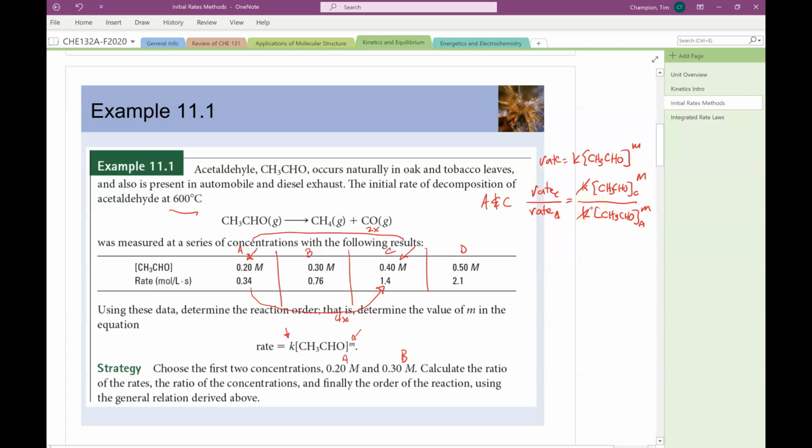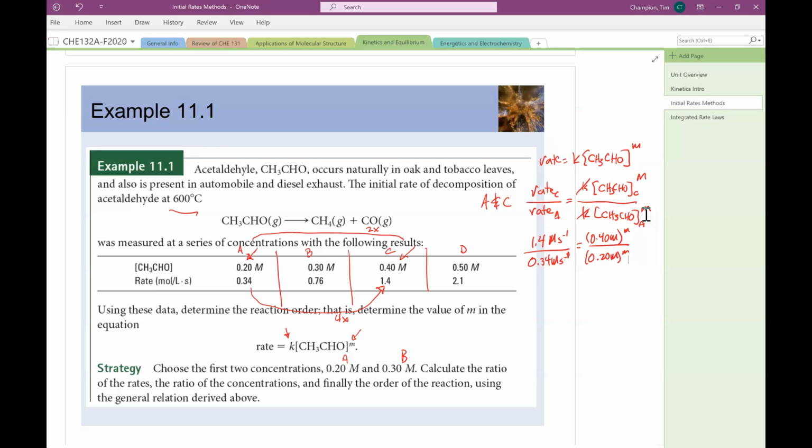If we plug our numbers in here, rate C was 1.4 mole per liter per second, or molar per second, and rate A is 0.34 mole per liter per second. Our concentration of acetaldehyde in C was 0.40 molar to the M, and in A it was 0.20 molar to the M, and of course we canceled out K. Now we can cancel out all our units, as it turns out.